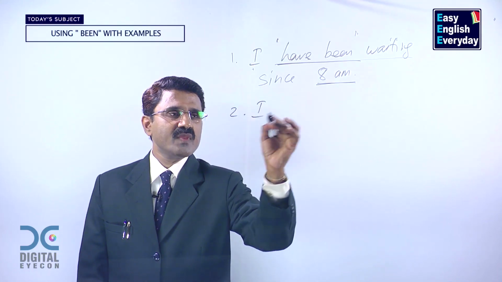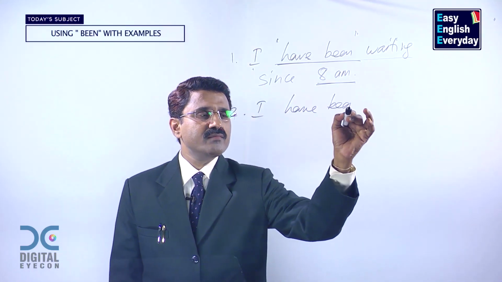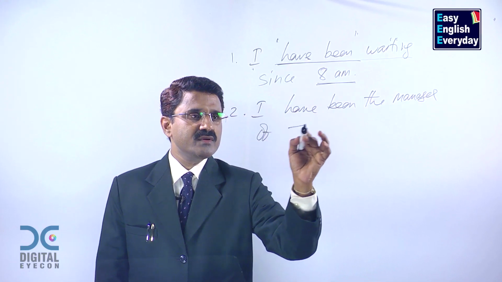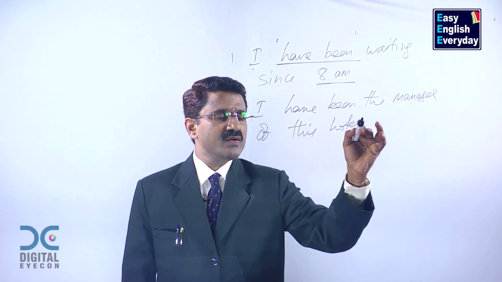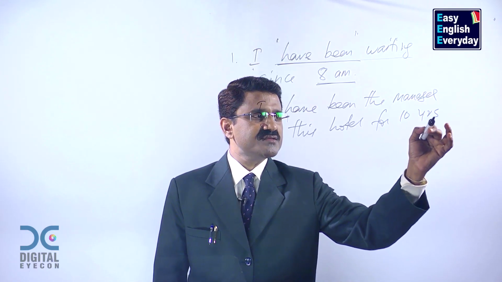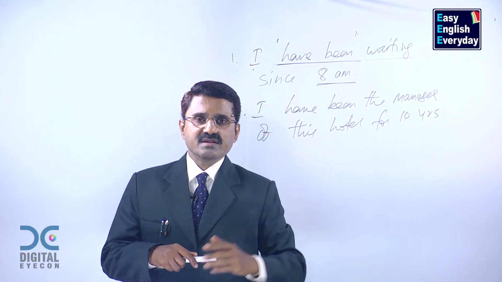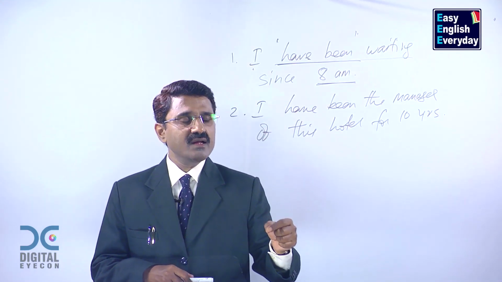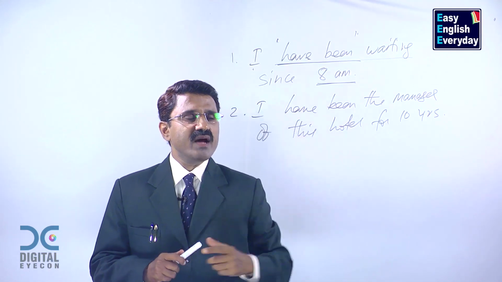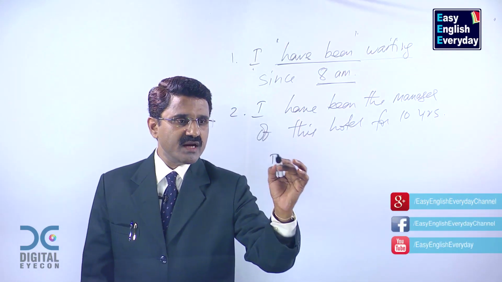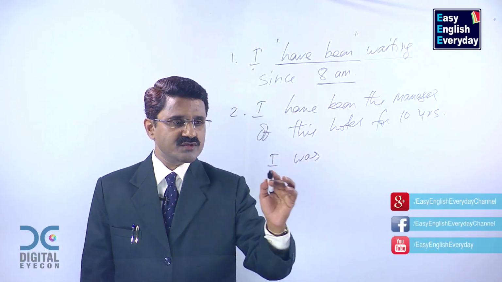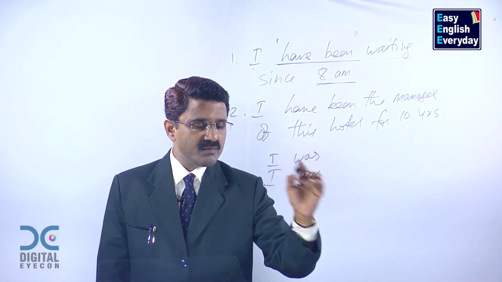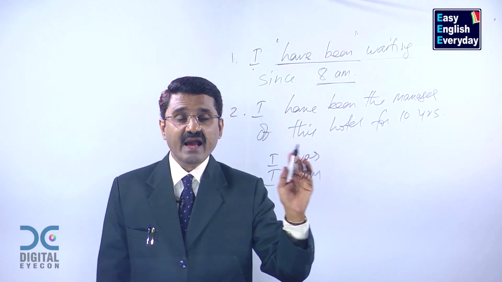One more sentence. I have been the manager of this hotel for 10 years. What does it mean? 10 years back, I became the manager of this hotel, and even now, I am the manager of this hotel. So 10 years back, I was the manager of this hotel. Even today, I am the manager of this hotel. So when you combine was and am, you get have been.